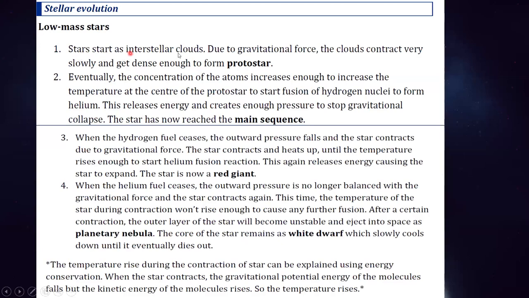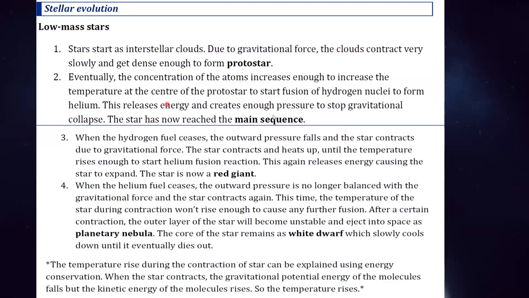A star always starts with an interstellar cloud. The interstellar cloud mainly contains rocks and gases. Due to the gravitational pull, the cloud will contract and slowly get dense enough, and it will form a protostar. The particles come closer and gravity pulls them together. As the particles come closer to each other, potential energy decreases and kinetic energy increases, so they will have more frequent collisions. As a result, the temperature increases and the fusion of hydrogen starts.